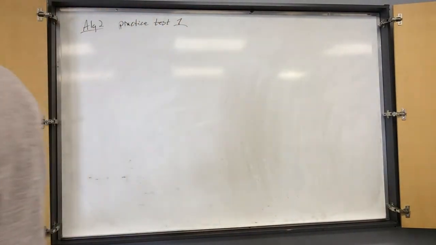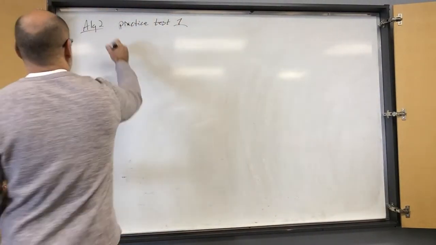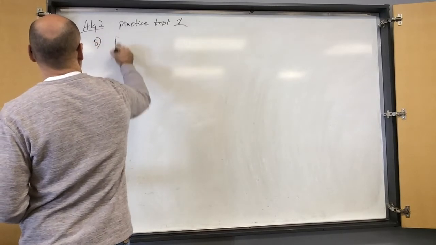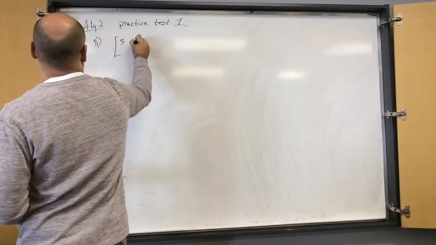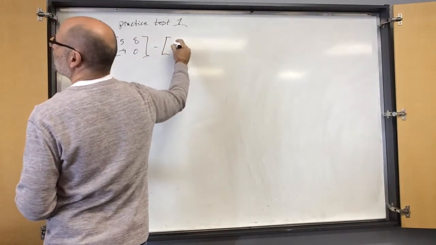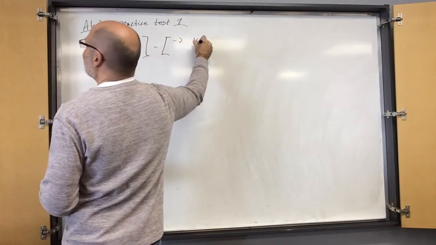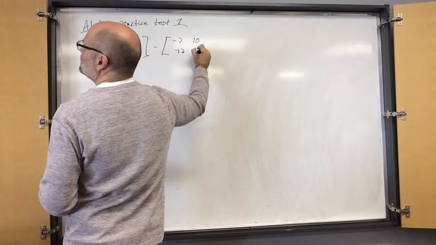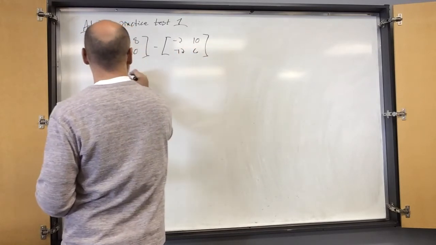All right, number 8. Here we go. Subtracting matrices. We got 5, 8, -9, and 0 minus -2, 10, -12, 6. You could probably do this in your head.